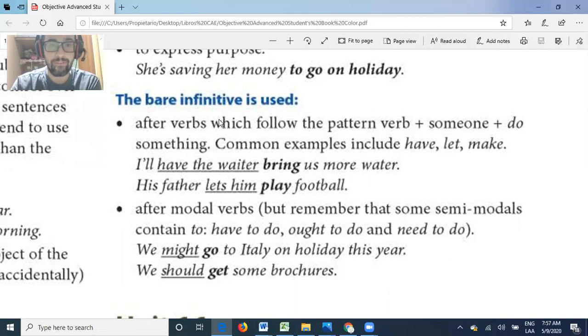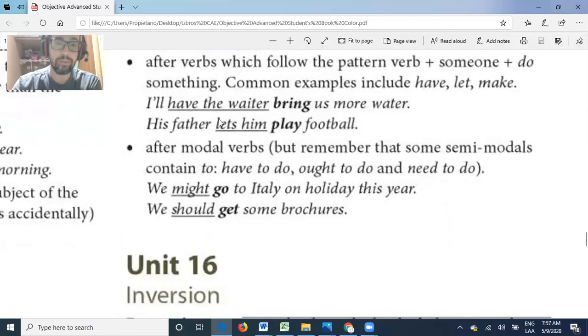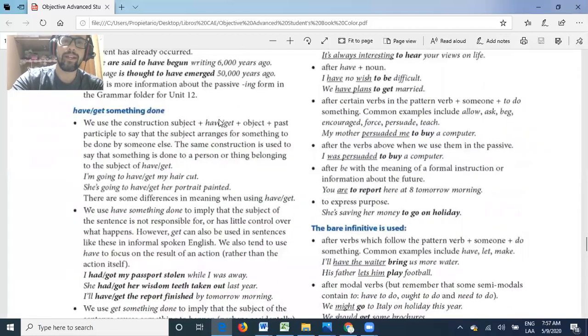rule regarding bare infinitives. Also, after modal verbs, but remember that some semi-modals contain to, for example, have to do and need to do. So you can say, we might go to Italy on holiday this year. Remember, we don't use to with modals. Or we should get some brochures, right? Again, some semi-modals already have the to, that's why we use it with to. Okay, so this is the part on the infinitive.